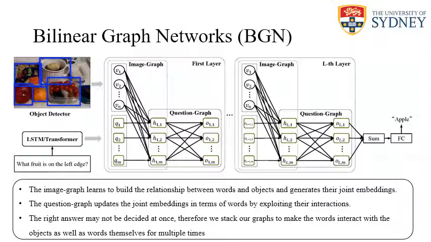Therefore, our bilinear graph has two parts, the image graph and the question graph. The image graph builds the relationship between words and objects and generates their joint bindings. The question graph updates the joint bindings in terms of words by exploring their interactions. And the right answer may not be decided at once. Therefore, we stack our networks to make the words interact with the objects as well as themselves many times.